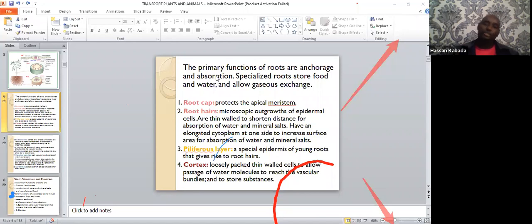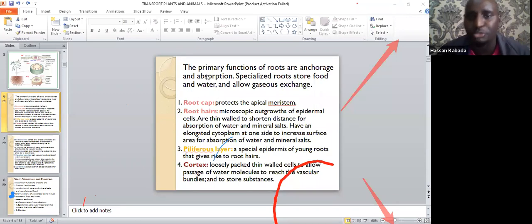Of course, there are other functions like storage. That one is not primary. Not all plants have their roots for storage, so those are some modifications. But the main function of the roots in all plants is anchorage, to hold the plants firmly in the ground so that they can be supported. Under support, we also looked at that when we were dealing with support in plants. We said plants are supported by the roots because they anchor the plant to the soil. So that's a form of support.